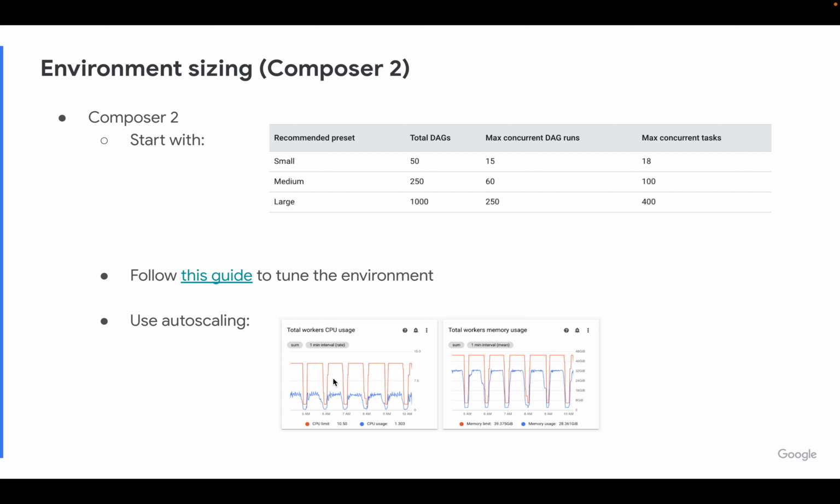And remember that Composer 2 comes with auto-scaling, so please use that feature and set your worker ranges in a way that you allow the environment to grow and shrink. In other words, don't go for workers between 3 and 3, instead go for workers between 1 and, for example, 10, and allow the environment to expand as needed, as this provides optimal performance and cost.